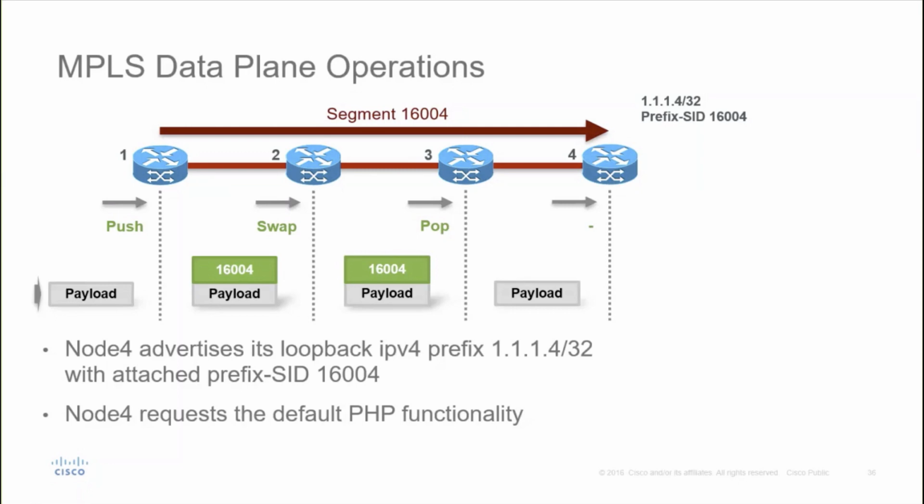Now 3 is special in the sense that 3 will be acting as a PHP for the LSP. He will simply perform the usual POP, and the traffic will go as IP to the destination number 4. Again, this is a case of global routes. If you were to have VPNs, in the very last step, you will see the VPN label at the top of the stack. And there you go. This is your MPLS data plane.